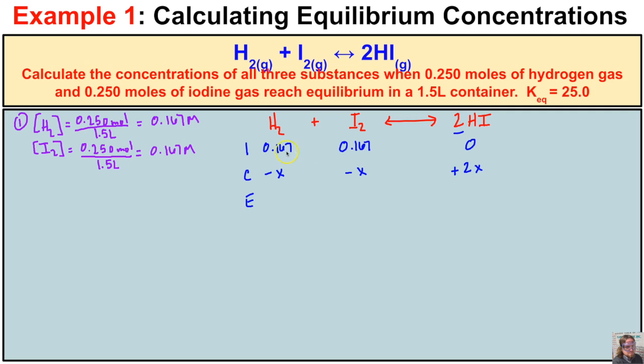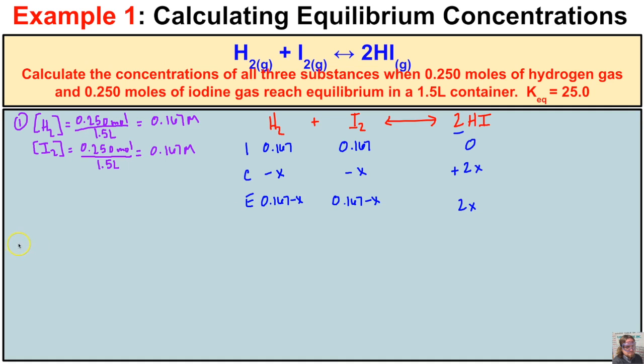And so at equilibrium, what is our concentration going to be of hydrogen gas? Well, it's going to be 0.167 minus x. The concentration of I2 is also going to be 0.167 minus x. And the concentration of our HI gas is going to be 2x. So here is our ICE chart. And so now what we can do is set up our equilibrium expression and solve for the concentrations of each one of these substances.